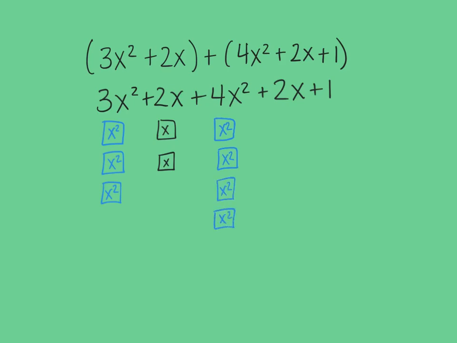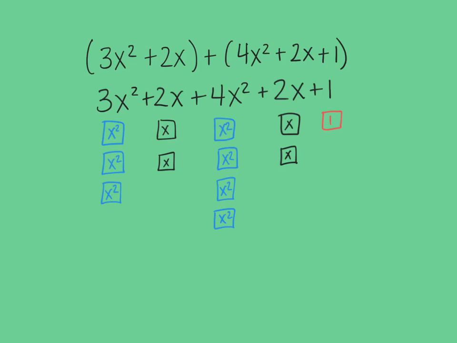Next, we have a positive 2x. So I'm going to make 2 tiles that have a positive x. And then lastly, we have a positive 1. So there's no x's here, so I'm just going to make a tile for the 1.